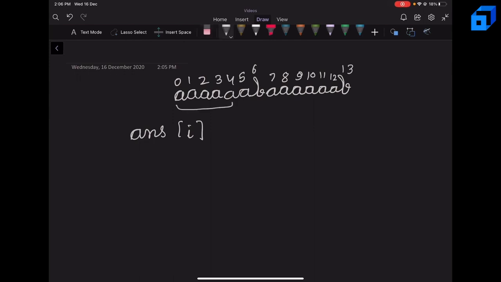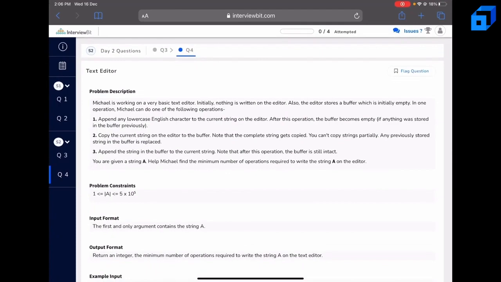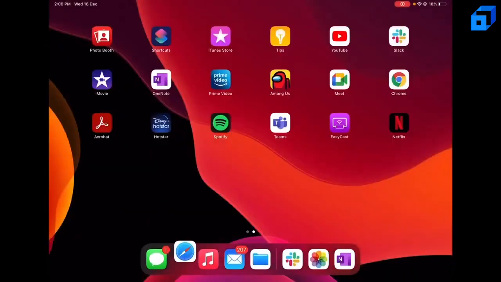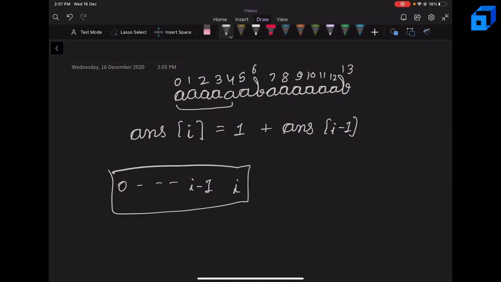One thing that we can obviously write: let's consider the first operation, which is append a character. You can see the first operation is to append any lowercase character to the current string on the editor. If we use this operation, we can write answer[i] as 1 plus answer[i-1]. Because let's say we have formed the string from 0 to i-1, we can just add the lowercase character, that is the character at the ith index, and we will form the string from 0 to i. So this is one of the operations.